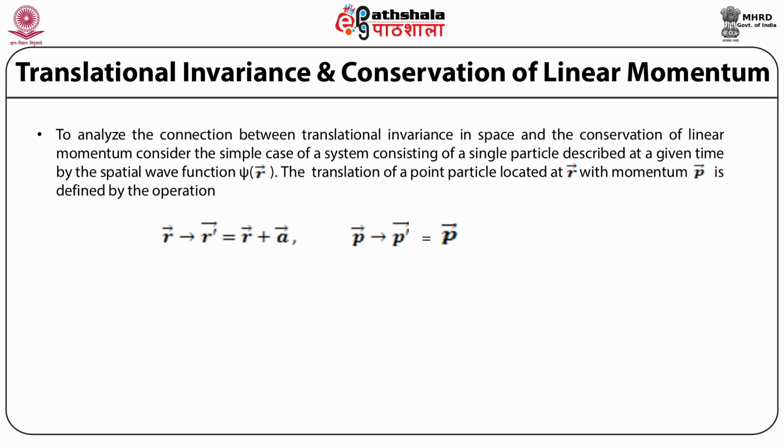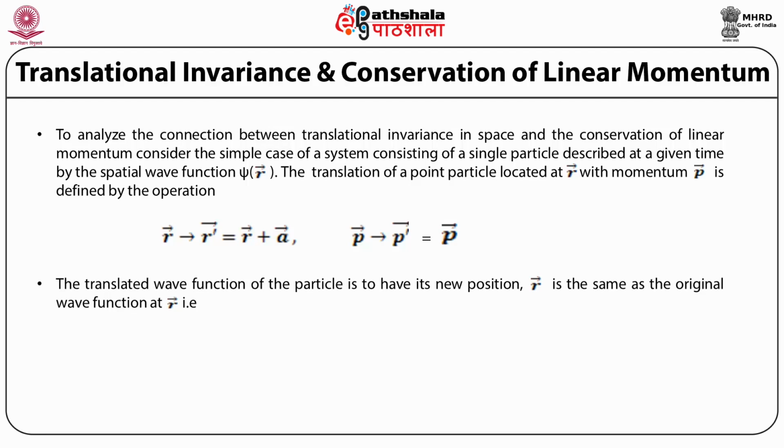Thus, the translated wave function of the particle is to have its new position vector r prime, and this turns out to be the same as the original wave function at position vector r. That means the wave function psi prime as a function of position vector r prime, which is psi prime as a function of position vector r plus position vector a, is equal to the wave function psi as a function of position vector r.